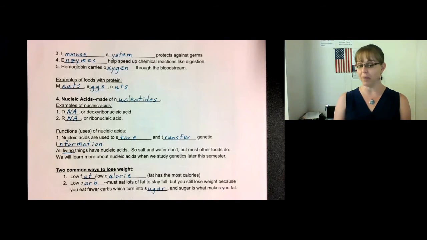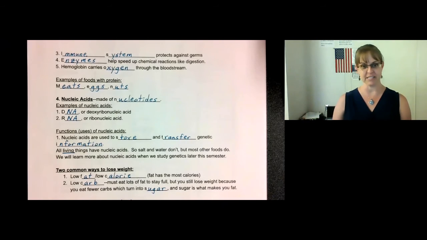Every cell in your body has the exact same DNA. So wait a minute. So your hair has the same DNA as a stomach cell, which has the same DNA as a skin cell, which has the same DNA as your fingernail. What? How is that possible?